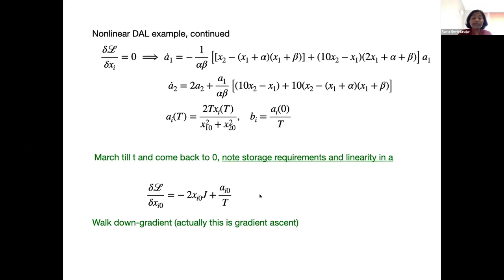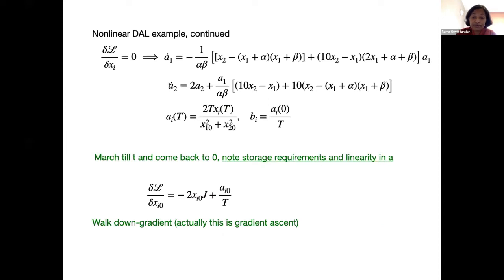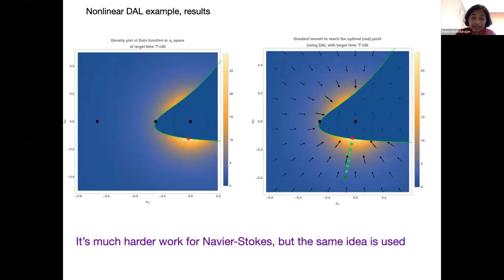But if you can find your way around it, you walk down the gradient. Namely, you walk in the direction which makes this variation zero. But this is actually gradient ascent, not descent, because you're going towards a maximal value of J. You're trying to maximize J, not minimize it. Then that equation is solved back and forth until convergence.